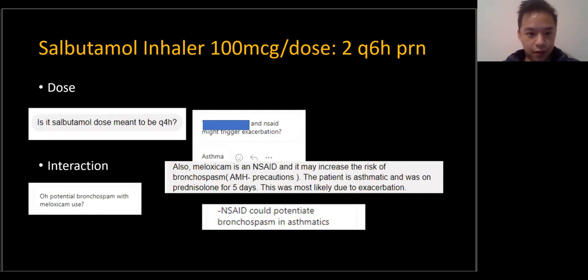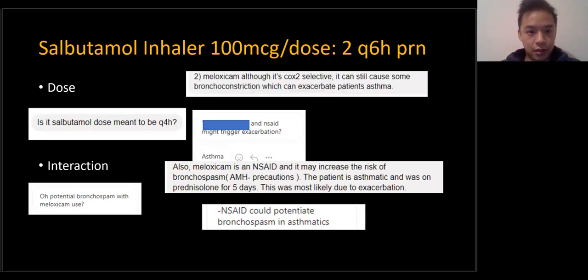And they've noticed that the patient was on prednisolone a few days ago. They're trying to tie a few things together, thinking that maybe the prednisolone was a result of an asthma exacerbation, which is good. You can see they're trying to think ahead. This was a really good comment.